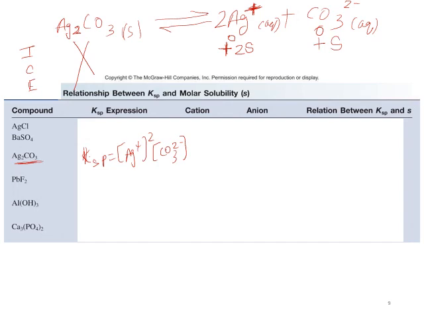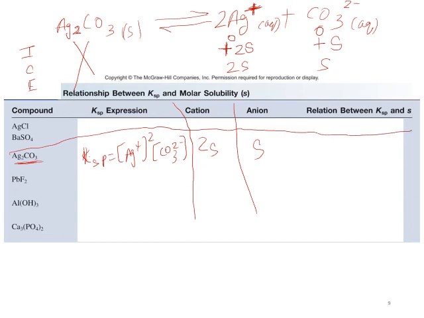So at equilibrium, I'm going to have 0 plus 2S of this, and S of this. So what is the concentration of cation at the end? The cation concentration is going to be 2S, and the anion concentration is going to be S. I'm only talking about this particular salt right here. This is the concentration of anion.